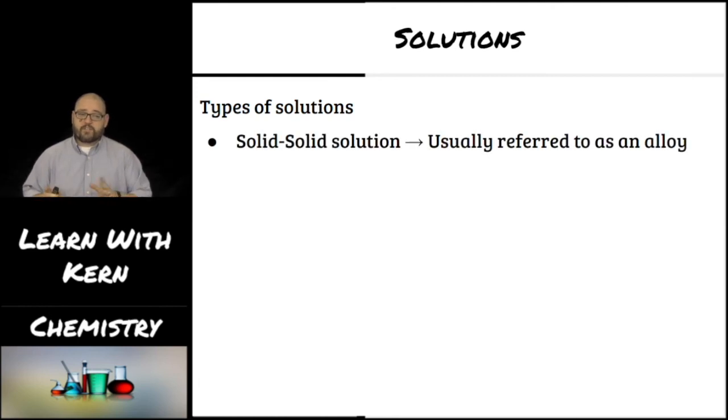A solid-solid solution is usually referred to as an alloy. A lot of people get confused by this, but a solid-solid solution is a solid solvent and a solid solute. So you have two solids that are dissolved together. How does that happen? Well, an example would be steel or any other alloy, brass, bronze. These alloys are solid-solid solutions.